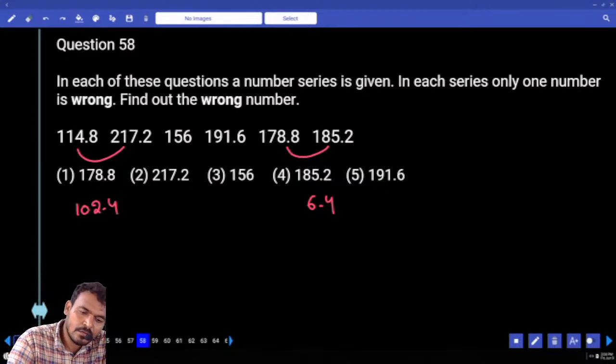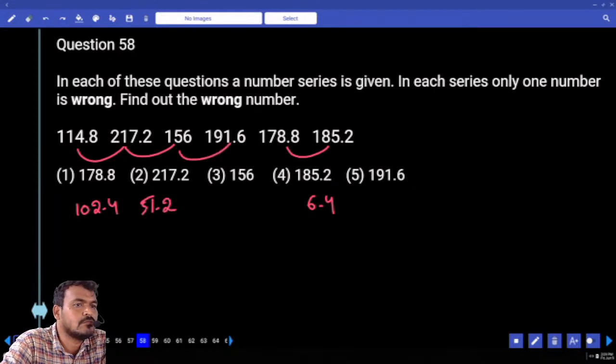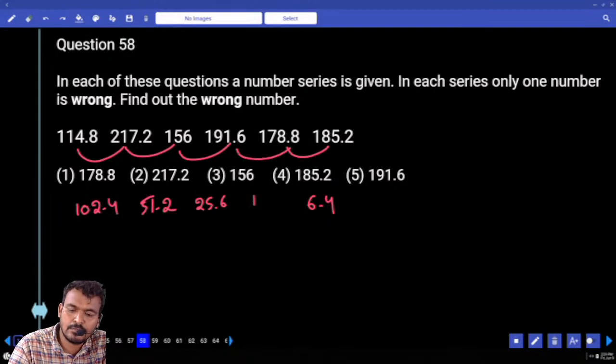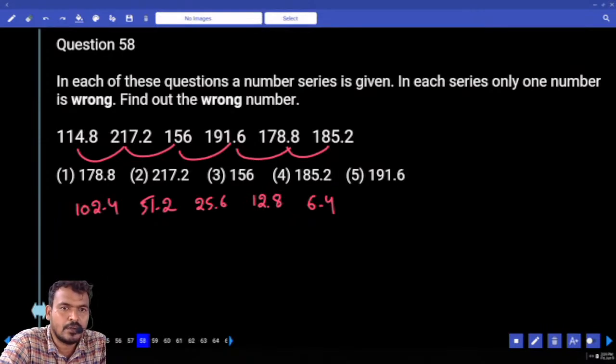Okay. What is the half of the 1024? 512. Means 51.2, or not? What is the half of the 512? 256. Means 25.6, or not? What is the half of the 256? 128. Means 12.8, or not? What is the half of the 128? 64. What is the sequence? 1024, 512, 256, 12.8 and 6.4, or not?